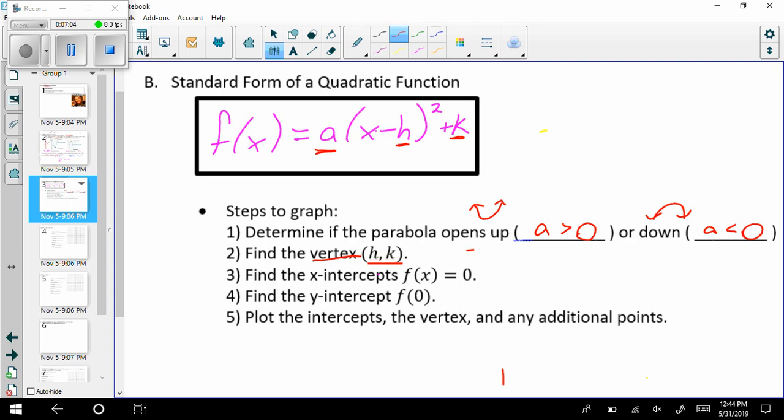Step 3, we're going to find the x-intercepts, and we'll go over how to do that. Step 4, we're going to find the y-intercept. And then step 5, we're going to tie it all together, and we're going to plot everything and make our graph. So let's try an example.